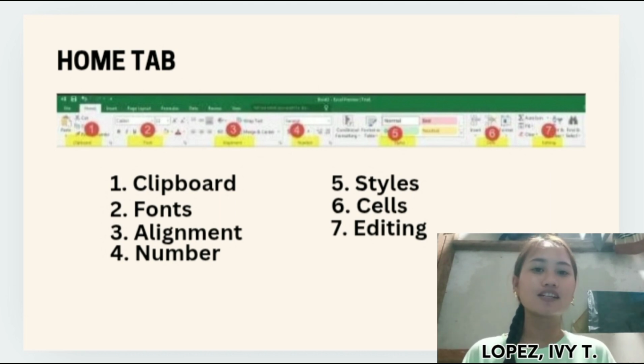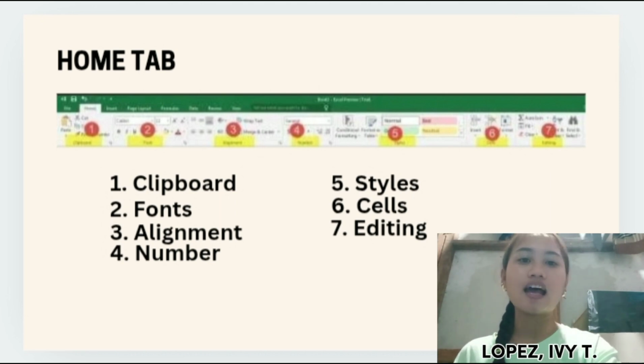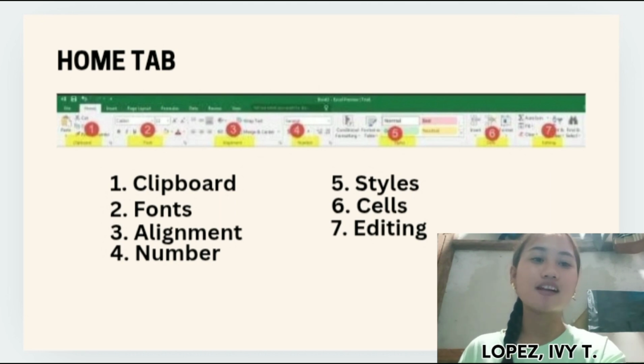Next is Cells. This section contains commands for inserting, deleting, formatting, and hiding rows and columns. And the last one is Editing. This includes tools for editing cell contents such as find and select, clear, and sort and filter, as well as inserting and deleting cells.